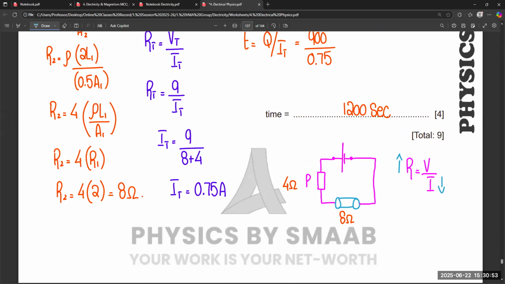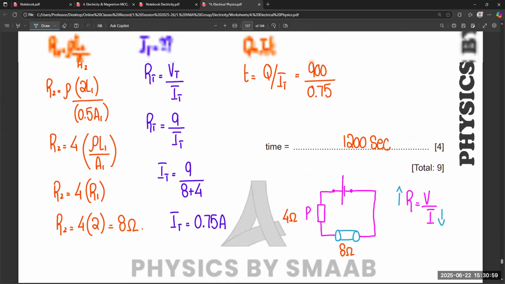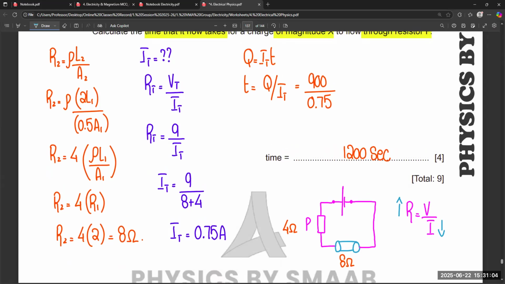So previously we have 1.5 ampere current. So now in our new circuit, the value of resistance increases. So definitely the value of current decreases. So that's why we find out the new value of electric current. So the total current can be calculated by using the total value of resistance and the total voltage in the circuit. So the total resistance is equals to total voltage divided by total current. And for this, the total resistance will be equals to 8 plus 4.